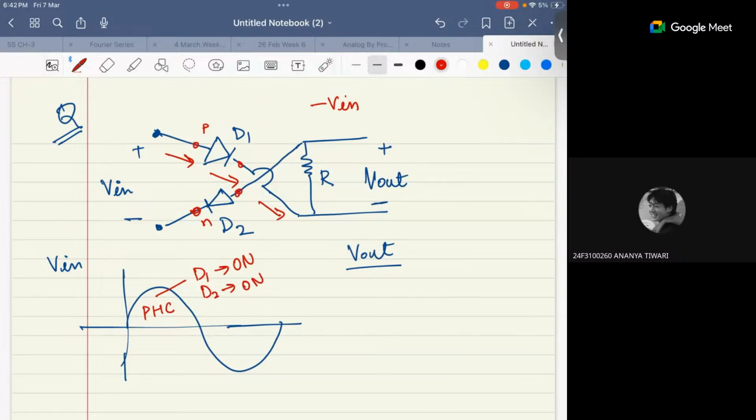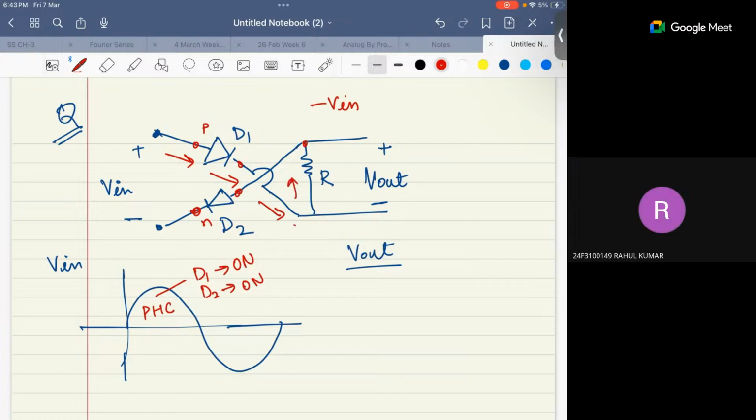In the positive half cycle, what will be the equation? So minus V input and this whole V in will be equal to V out. V out is equal to V in upon R. One second. So the current will go something like that.